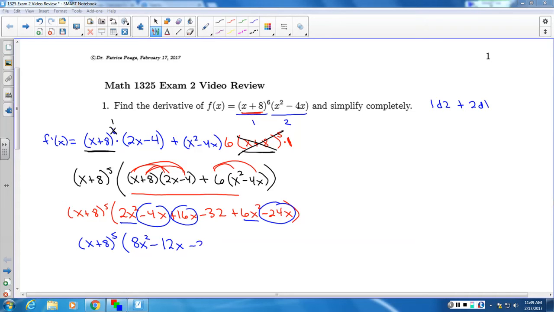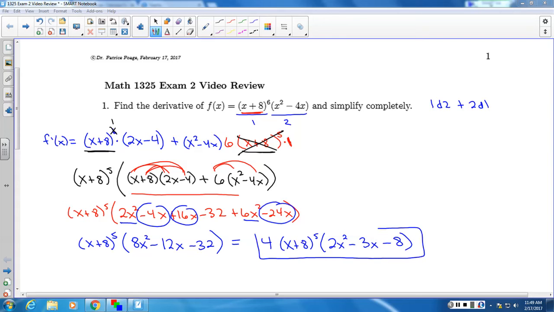and then minus 32. And then I can look in the parentheses here and see if I can take anything else out, and I can take a 4 out of everything, it looks like. So if I take a 4 out of everything, that leaves me with 2x squared minus 3x minus 8. And there's that answer.